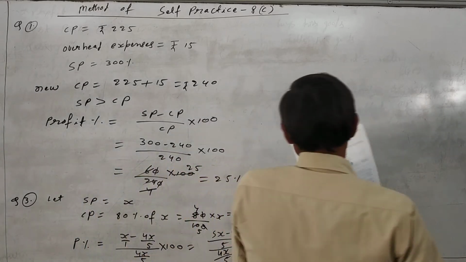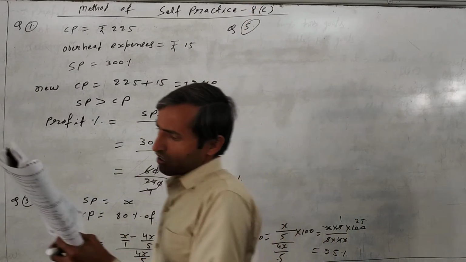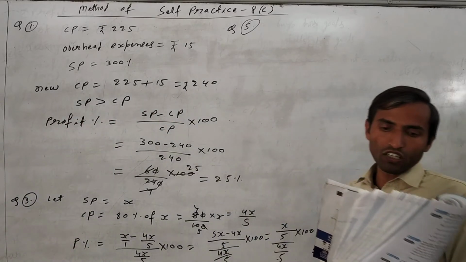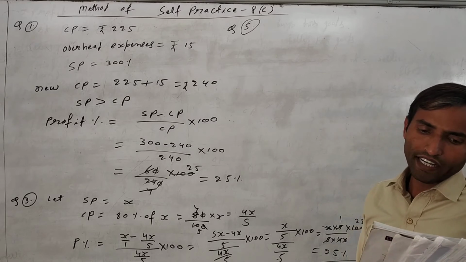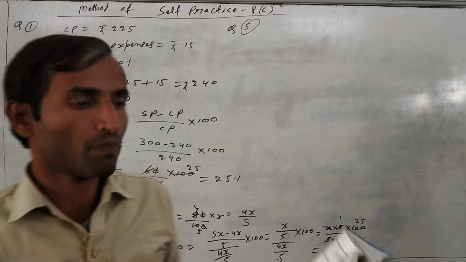All of you, question number 5. What is given in this? All of you read, be careful. Cost price of 25 articles is equal to the selling price of 20 articles. So find the profit percent. Again we have to find profit percent.